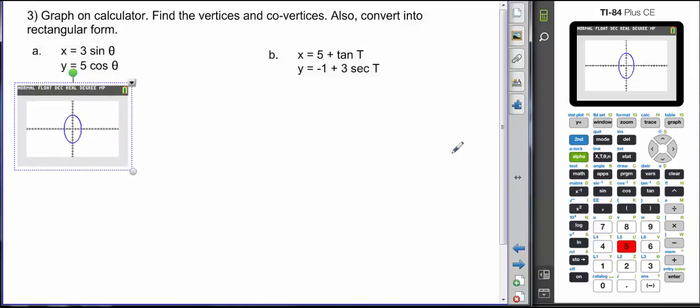That is most definitely an ellipse, which sort of makes sense since we're looking for vertices and co-vertices on that level. So let's go ahead and change this to rectangular form, although I guess we could find the vertices probably first, because when I hit trace, I immediately see the co-vertices right there.